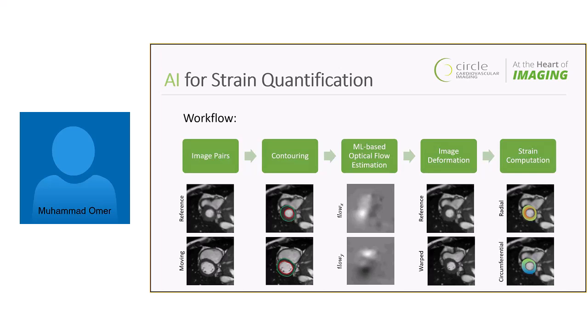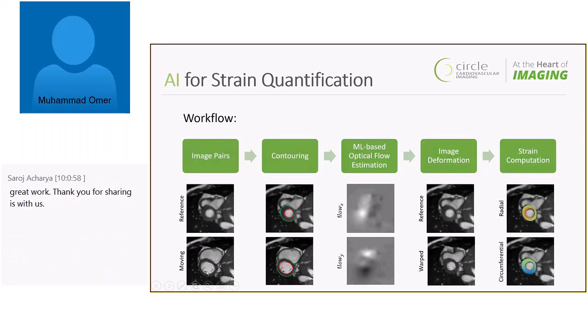The workflow that we have developed for the strain quantification is that we feed in 2 image pairs. One is the reference and the other is moving. The objective here is that we want to estimate the motion that deforms the moving into reference. With that motion or displacements, we can do further processing.